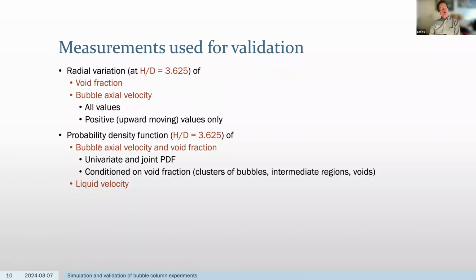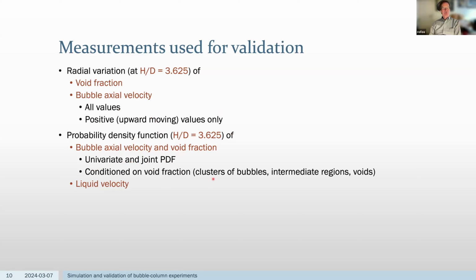And then for the joint probability distribution function, again, we're going to be looking at bubble axial velocity and, at the same time, conditioned on the void fraction, so we're able to see what the velocity of the mixture is in high void fraction regions and in low void fraction regions. So we have univariate PDFs and joint PDFs. Likewise, we have conditional PDFs of bubble velocity conditioned on void fraction.